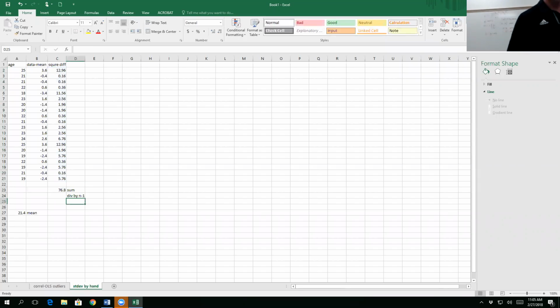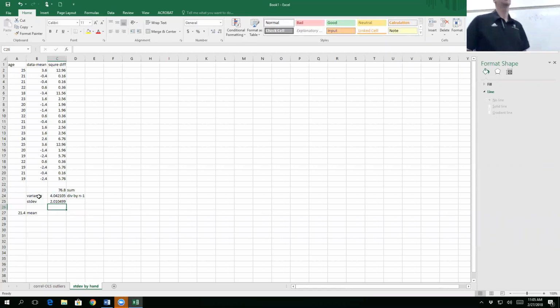By n minus 1. My n in this case is 20, so I'm going to divide by 19. And that's what? That has a special name. That step. Variance, very good. And the standard deviation is the square root of that, 2.01. Does that seem like a reasonable number? 2 years? Yeah, that seems pretty reasonable.